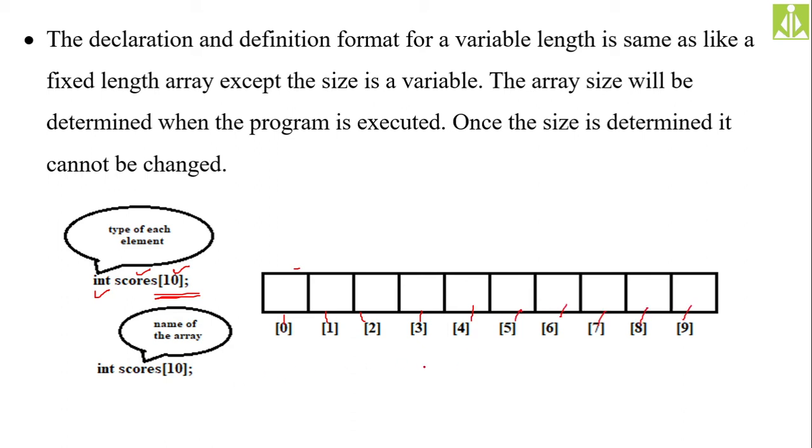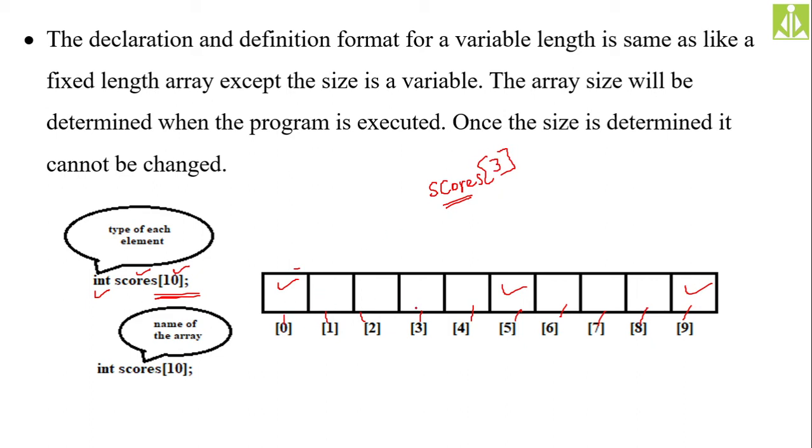How can I access all the individual elements from this array? With the help of indexing. Scores of 0 will give you this element. Scores of 5 will give you the 6th element. And scores of 9 will give you the last, 10th element. Simply we have to use the array name followed by the index, and the index you must specify between the square brackets. So if I put scores of 3, this will give you the 4th element.